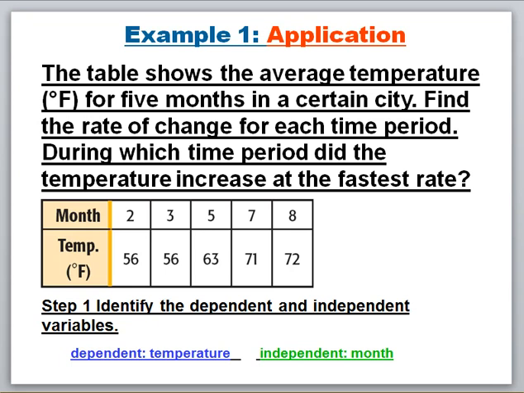So the first thing you need to do is identify the dependent and independent variables. So the independent variable happens to be the month. We don't know what month it is. The temperature, think about that. If it's August in our state, it's hotter than it is in December. So the temperature depends on the month.